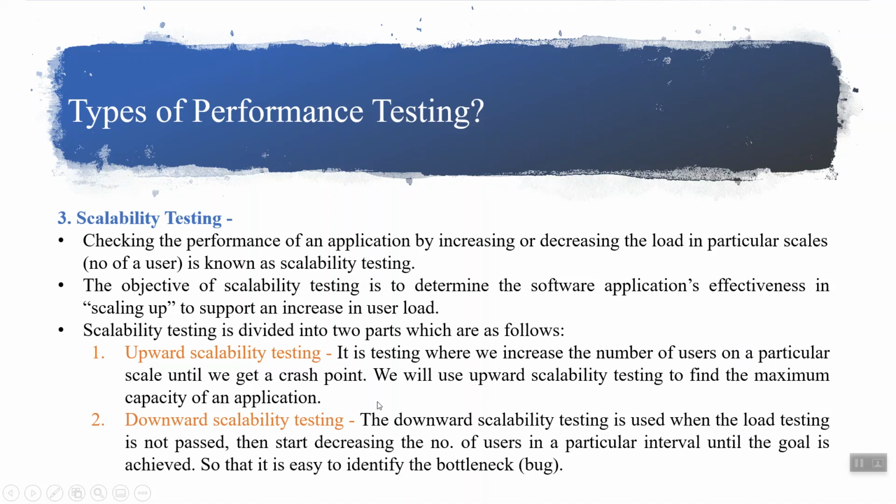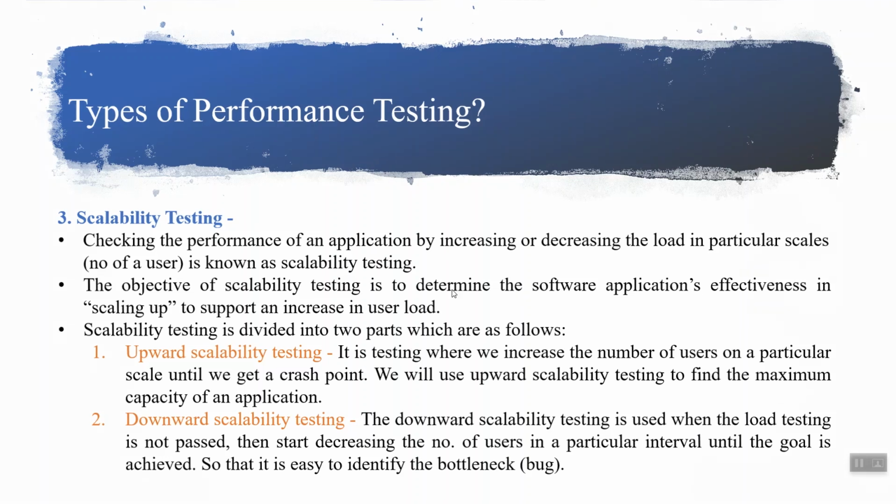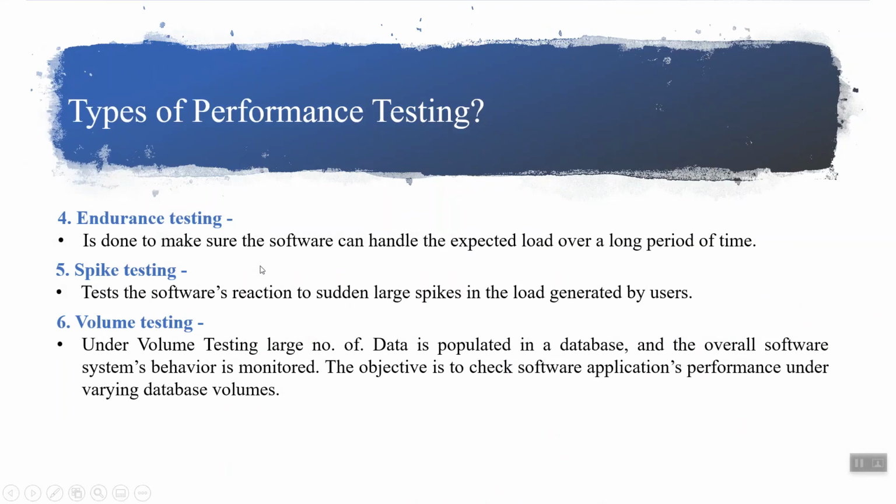Downward scalability testing is used when the load testing has not passed. We start decreasing the number of users at a particular interval until the goal is achieved, so that it is easy to identify the bottleneck, which we call a bug in the system. The next is endurance testing. It is done to make sure the software can handle the expected load over a long period of time.